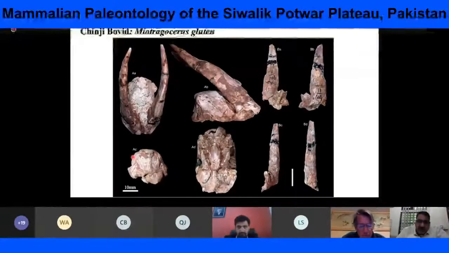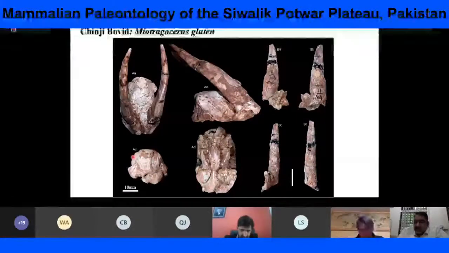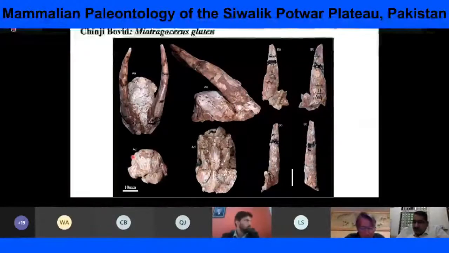The skull of Myotragocerus glutinum is reported from the Chinji formation. The skull shows the characteristics of Myotragocerus. Myotragocerus is known from several middle Miocene localities of the Siwalik group. Pilgrim named the genus Strepsiportax and the species Strepsiportax gluten from the middle Miocene of the Siwaliks. Later, in 1970, Gentry synonymized it to Protragocerus, and Solounias integrated Protragocerus gluten into Myotragocerus gluten.